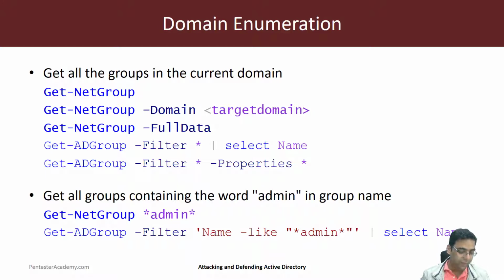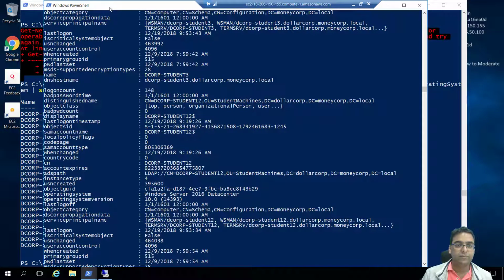Now, once we have the basic information, the user information, the computer information, let's move ahead and start enumerating groups in the current domain. So if I run Get-NetGroup, it provides information about the groups. Similarly, if I run Get-ADGroup, it provides the information about a particular group, right? So let's try this.